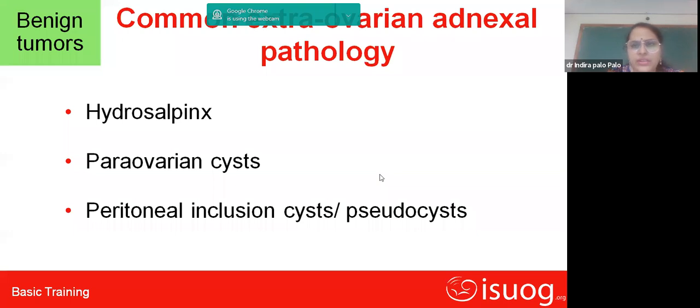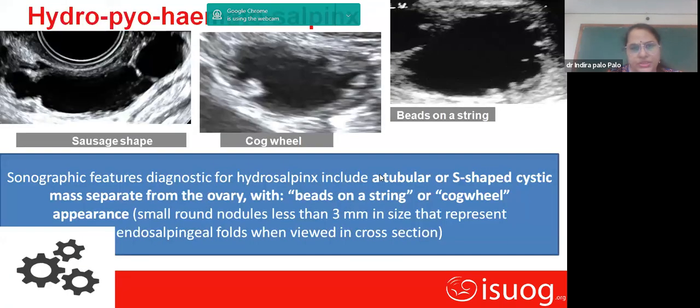So these are all the common benign ovarian tumors we encounter. Coming next to the common extra-ovarian adnexal pathology, what we encounter is hydrosalpinx, hydropyosalpinx, paraovarian cyst, and peritoneal inclusion cyst or pseudocyst.